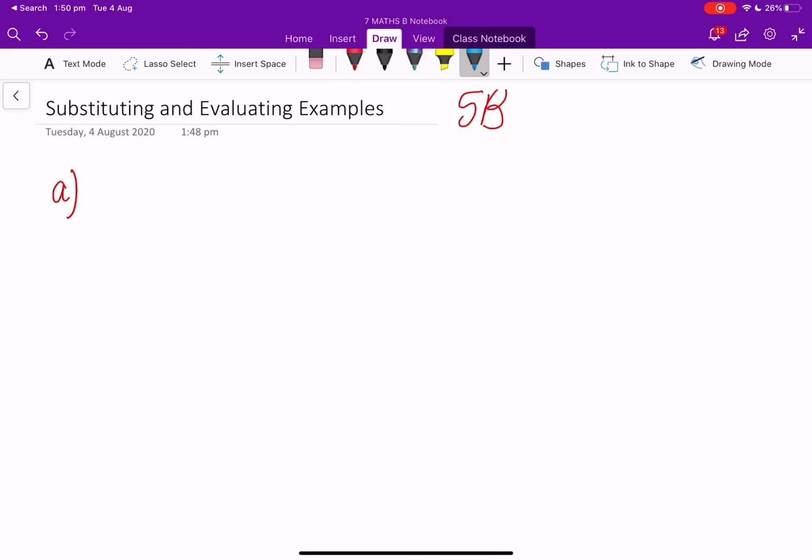So the first question is, let me just quickly tell you this. The question wants you to evaluate each of the expressions, and it tells you that A equals 9, B equals 3, and C equals 5.